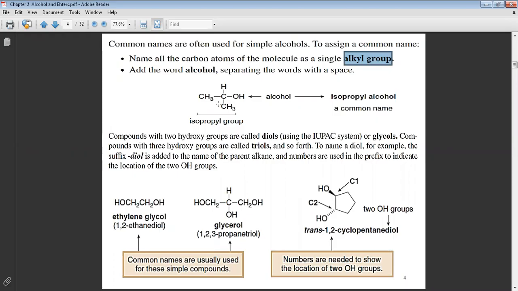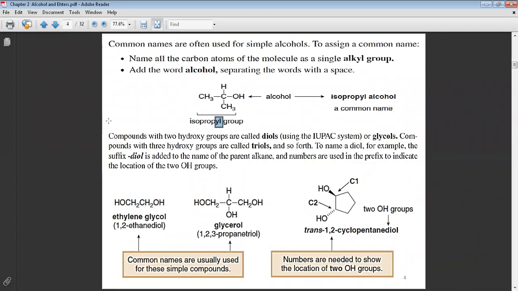For this group, 1, 2, 3, propane. From the middle, it will be isopropane. Because it is an alkyl group, it will be propyl, isopropyl alcohol. This is the common name. But we don't use common names for big structures, just for small structures, because a big structure is too complex to name by common name.